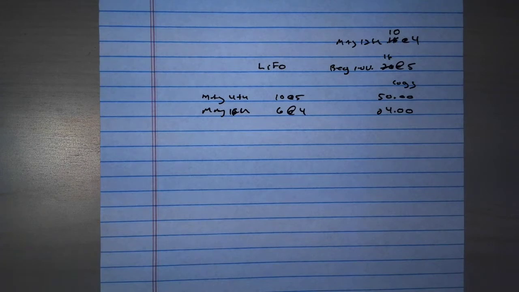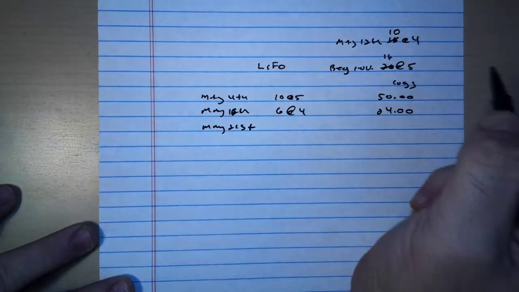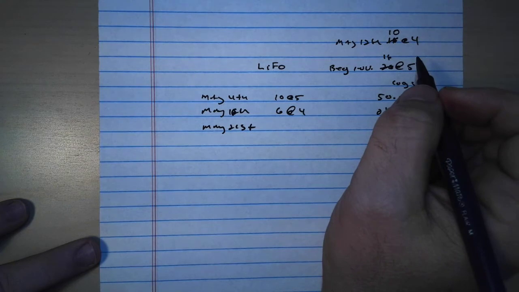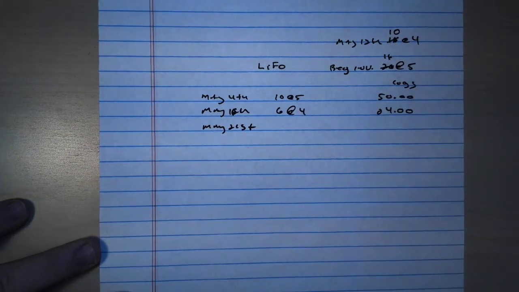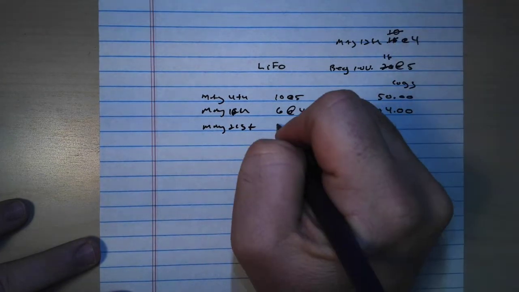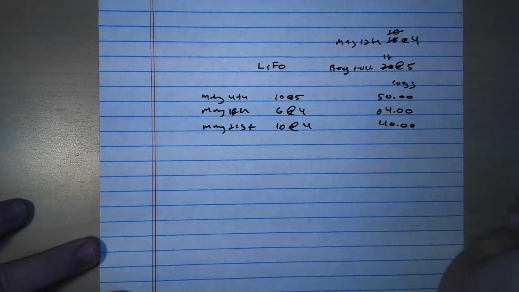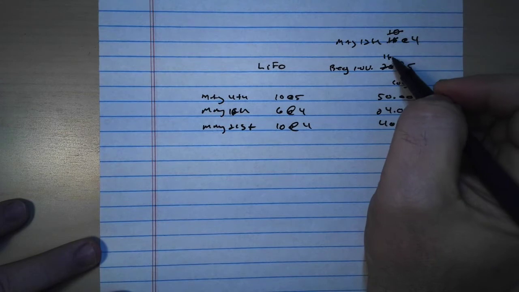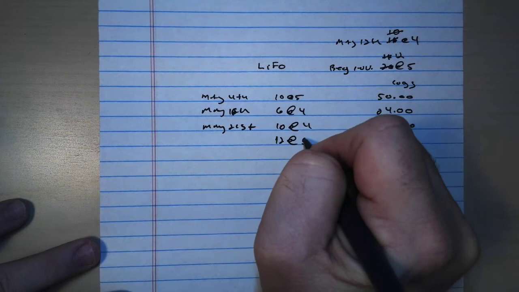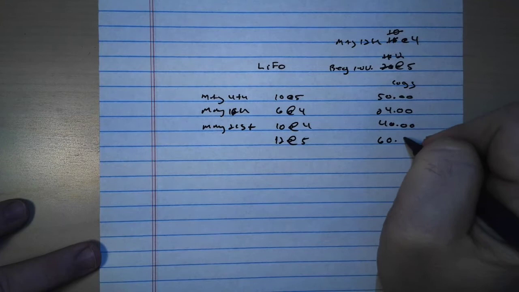All right. Then we made another sale on the 21st. On May 21st, we sold 14. We could take these 10 because it's last in, first out. So take those 10 at 4, which gives us 40. And then we have to use another 4 of these. So we're going to cut that down to 12 at 5. So that's going to give us $60 for cost of goods sold there.